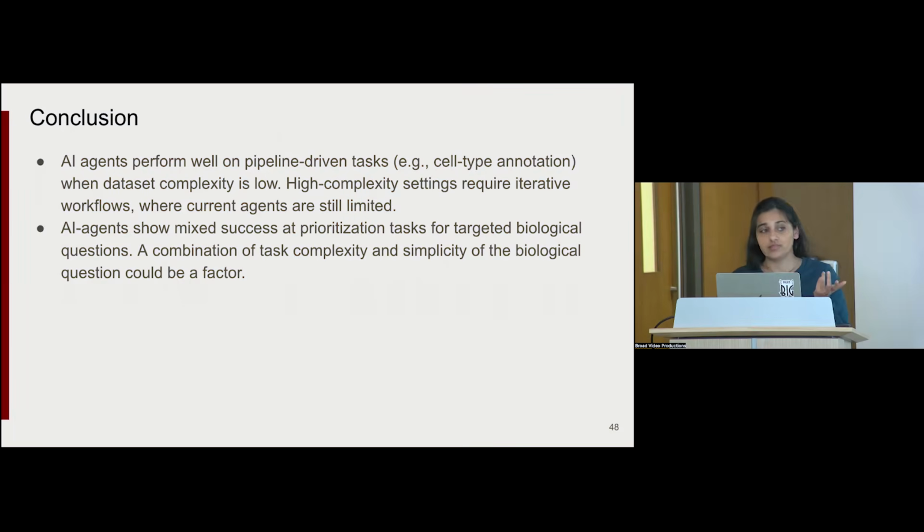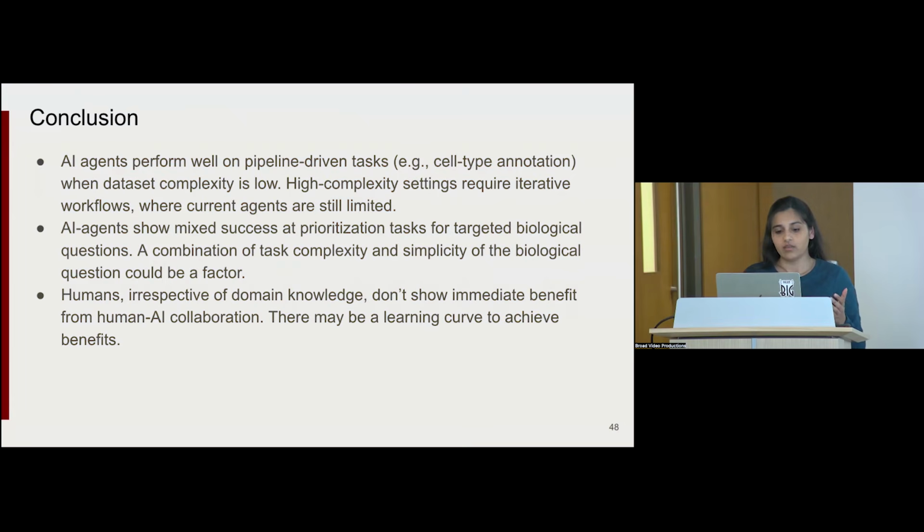We find that agents also, from the analysis, show mixed success at prioritization. Some of the times they're prioritizing based on broader programs like EMT, but some of the times they're very specifically looking at a program that definitely is more targeted, and they're able to prioritize that better too. It's unclear at the moment with current analysis, without looking at the model weights, how the prioritization is necessarily working. We believe that it could be a combination of task complexity and simplicity of the biological question, but it's still early, and I think more explanation on this needs to be done.